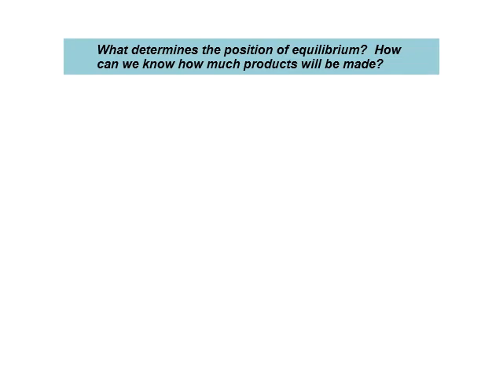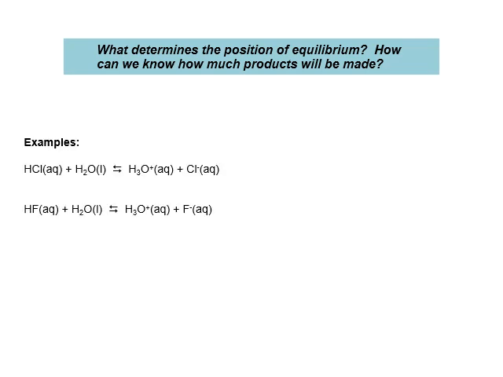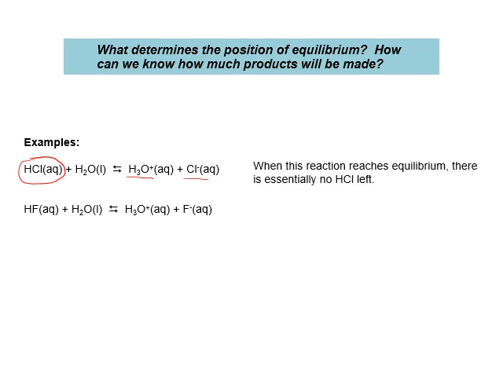What determines the position of equilibrium? How can we know how much products will be made for a given reaction? Let's start by looking at some reactions we've seen before. Hydrochloric acid is a strong acid, and when it reacts with water, it produces the hydronium ion and chloride ions in solution. When this reaction reaches equilibrium, there is essentially no HCl left because HCl is a strong acid. This reaction lies strongly towards the right or towards products.